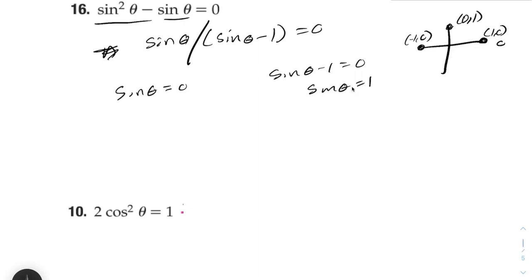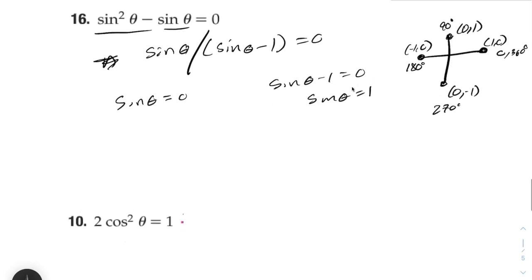Negative 1, 0, negative 1. And then go over. This would be at 90, 180, 270, and 360. Okay. Now it actually doesn't have a domain here, so we'll just solve it and we'll add the plus 360 in. We'll just do it for everything.